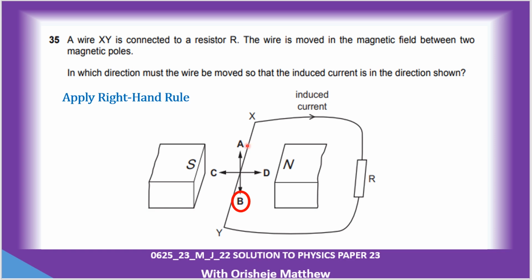So you apply your right hand rule. If you apply your right hand rule, current, field, then the thrust.